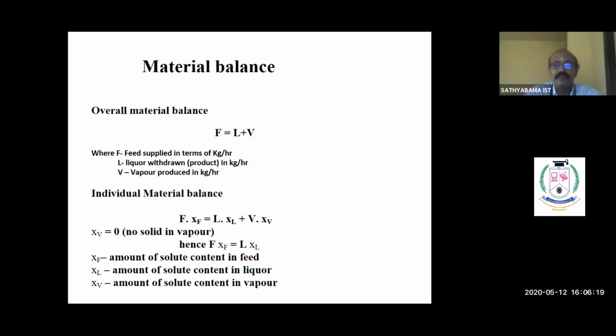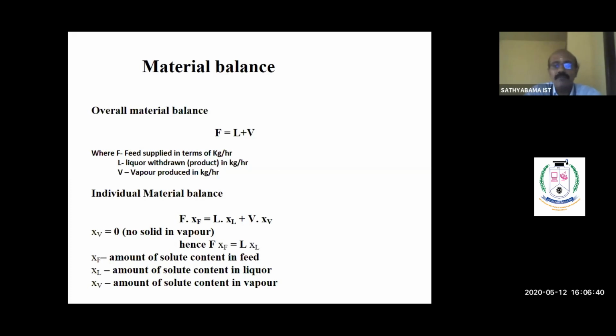F times XF = L times XL, where F is the feed material in kg per hour and L is the thick product obtained in kg per hour. XF denotes the amount of solute or solid content in the feed, XL denotes the amount of solute or solid content in the liquor, and XV denotes the amount of solute or solid content in the vapor.